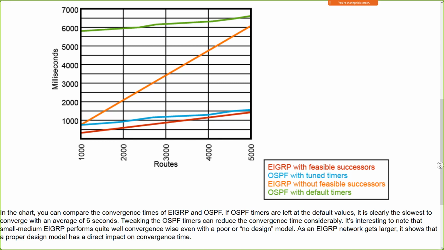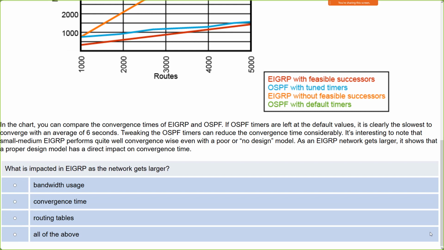All right. So just a side-by-side comparison of each of the protocols. What is impacted in EIGRP as the network gets larger? Bandwidth utilization, convergence time, routing tables, or all of the above? I would say in this particular case, all of the above. With bandwidth utilization being the smallest impact, the number of routes being the largest impact, assuming you're not doing summarization and you don't have summary boundaries in your topology, and convergence time being in the middle there.